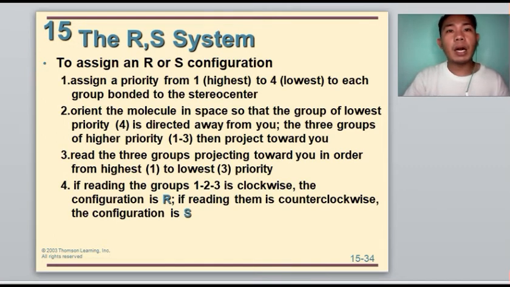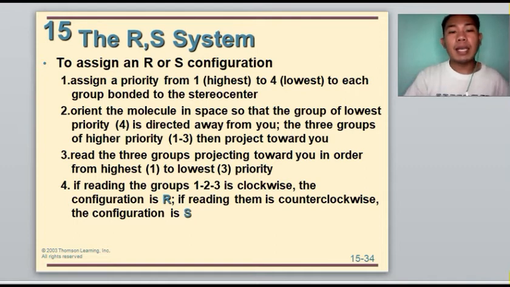R is used in the RS system to show that when the lowest priority group is away from you, the order of priority of groups on a stereocenter is clockwise, while S is used in the RS system to show that when the lowest priority group is away from you, the order of priority of groups on a stereocenter is counterclockwise. So to assign R and S configuration to a stereocenter, we have these rules.